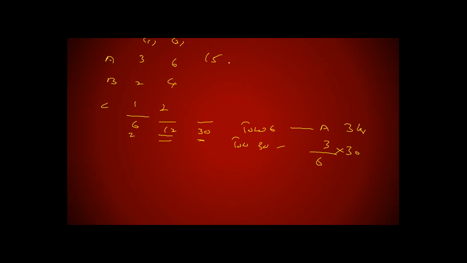Then B, can you tell me? Same way. Can you tell me? 10. Okay. Right. So then C, can you tell me? Would be 5. Okay.